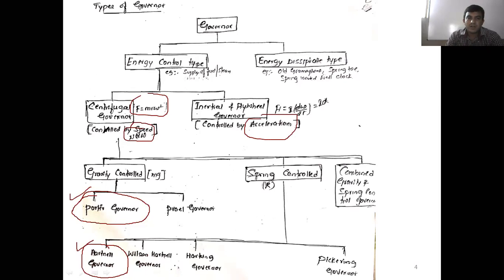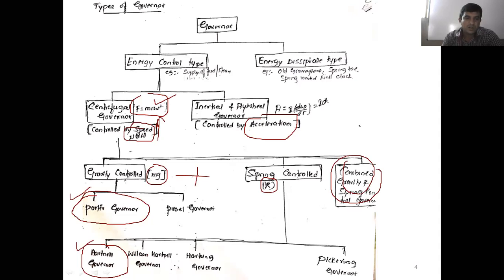Again, the centrifugal governor is further classified by how it controls the speed. How does the speed increase? Due to centrifugal force. When speed increases, centrifugal force also increases. How does the governor ball come back to the original position? Due to gravity control, due to the weight of the governor ball, or due to a spring attached here, or a combination of these two. That is called a combined gravity and spring control.